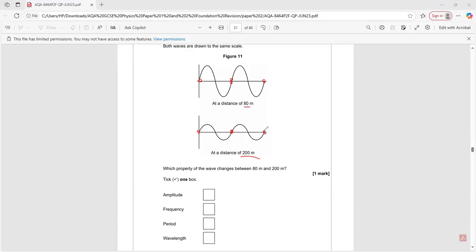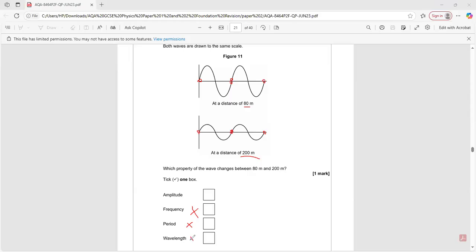Yes. Okay. So the argument is that frequency cannot be the answer, because they will have the same frequency. Nothing changes as it pertains to frequency. Period, I've forgotten period, but it cannot be the answer in this case.